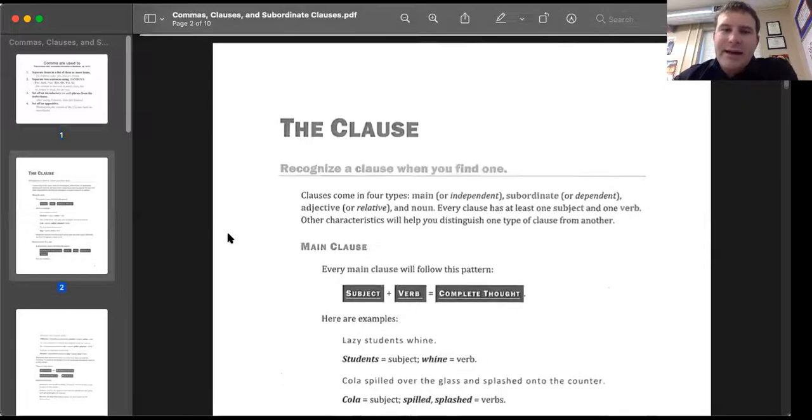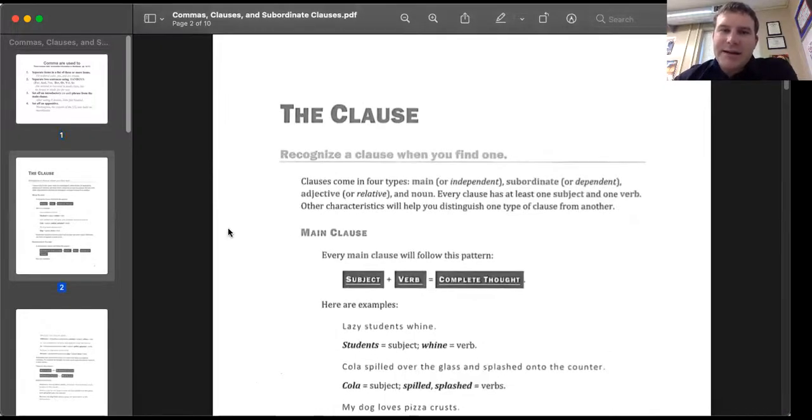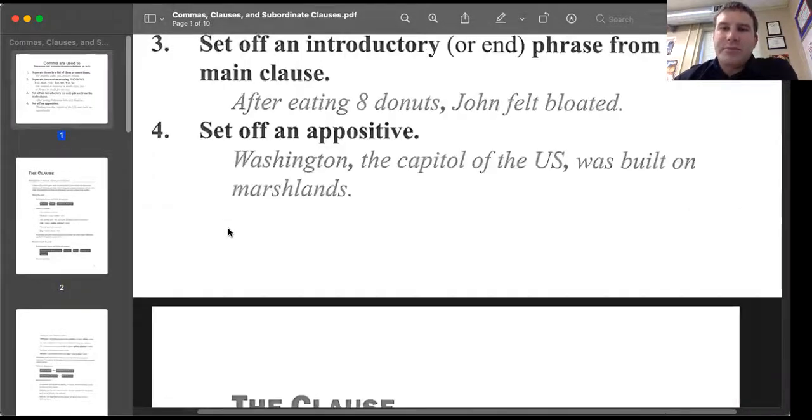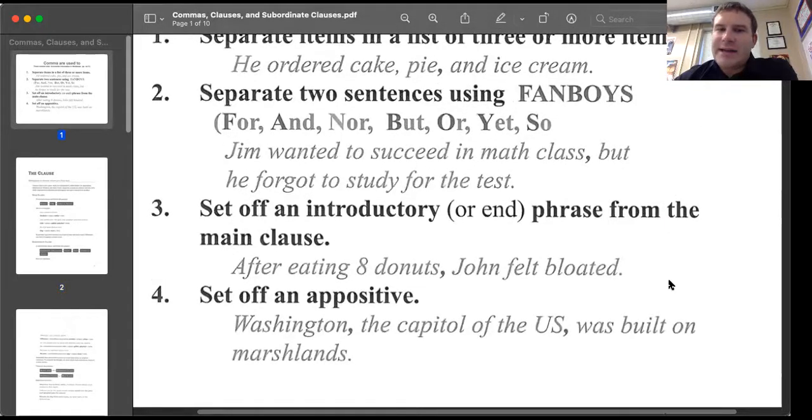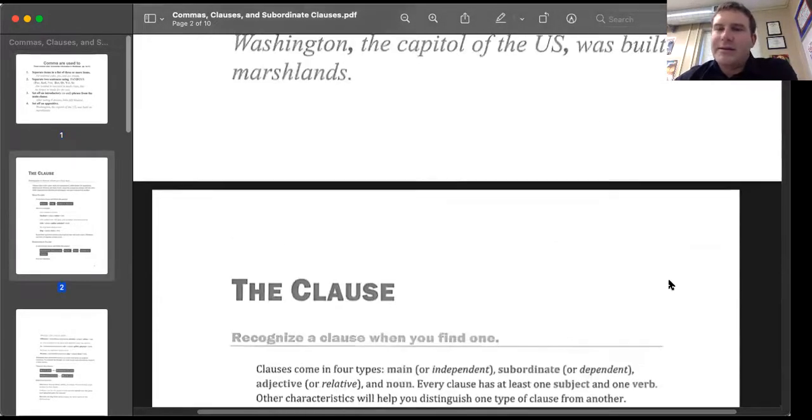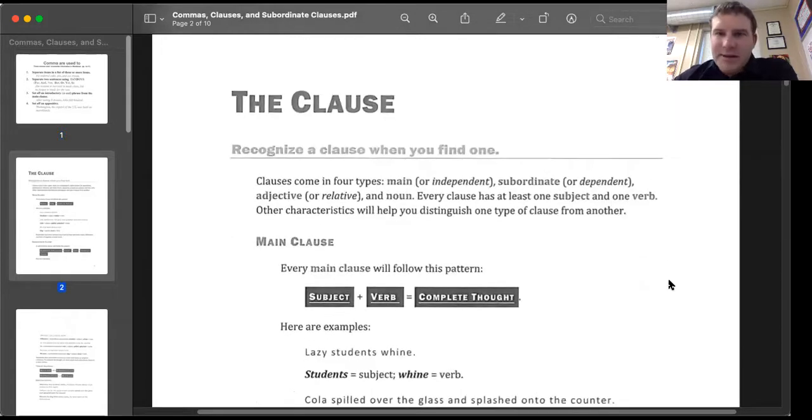But the one that I need you to wrap your heads around is the subordinating conjunction, the complex sentence, the introductory and end clause. So let's talk about a clause first. A clause is a complete thought, one complete sentence. A clause comes in types. You have a main clause or independent clause, and a subordinate or dependent clause, and the other two we're not going to worry about.